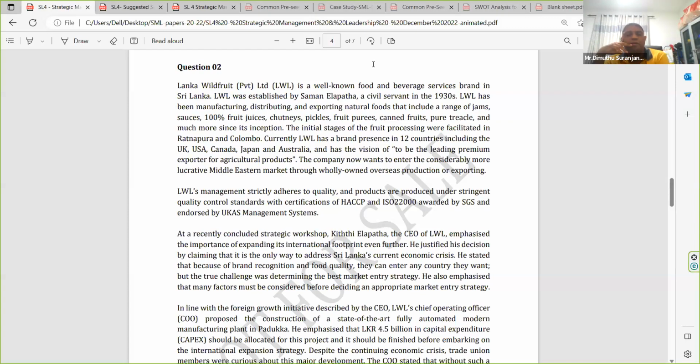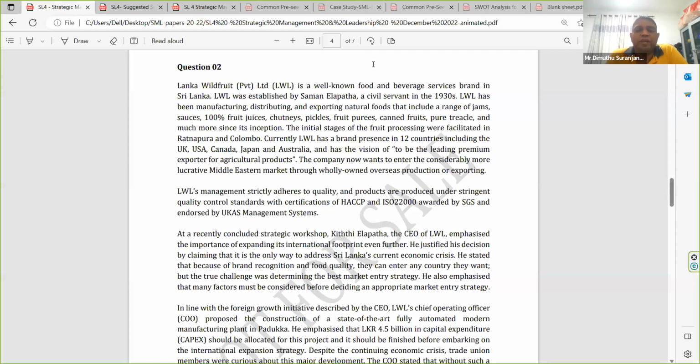LWL has been manufacturing, distributing, and exporting natural foods that include a range of jams, sauces, 100% fruit juices, chutneys, pickle, purees, canned food, and much more since its inception. So they're giving what are the products they manufacture, distribute, and export. And these are food and beverage brands, no? The initial stages of the food processing were facilitated in Ratnapura and Colombo. That means they should have factories in Ratnapura and Colombo.